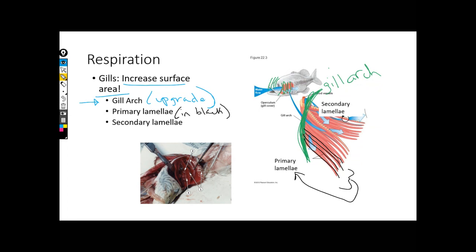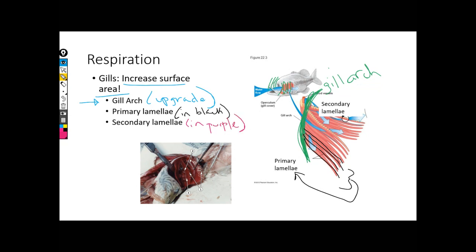Okay, but remember our key is surface area. So having a whole bunch of primary lamellae is good. But we can do better. And so this is where the secondary lamellae come in. What color should we use? See if I can get this hot pink to show up. So the way we get a lot of surface area and where our gas exchange actually occurs is in the secondary lamellae.